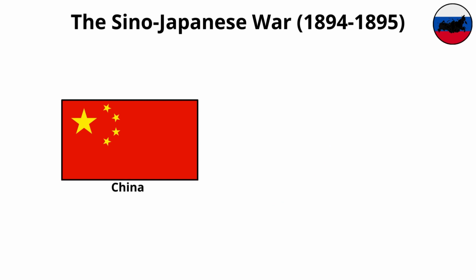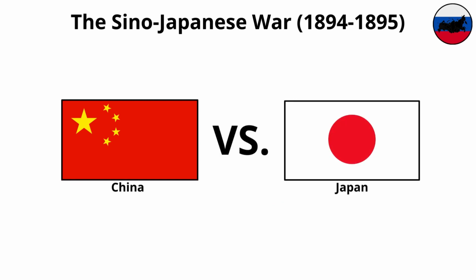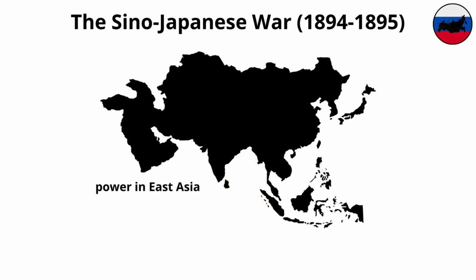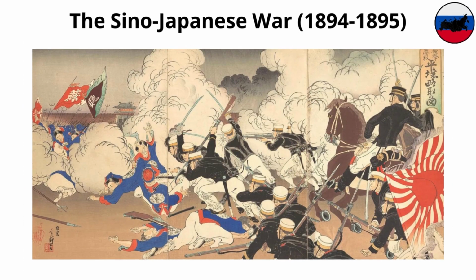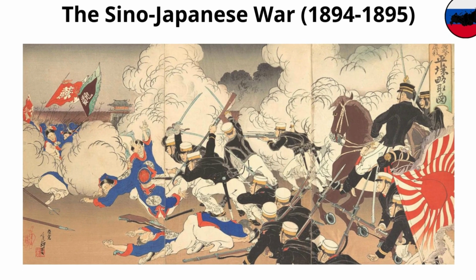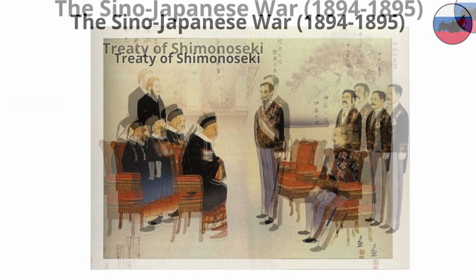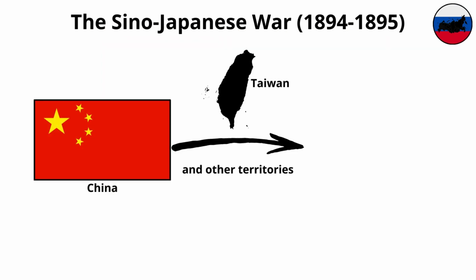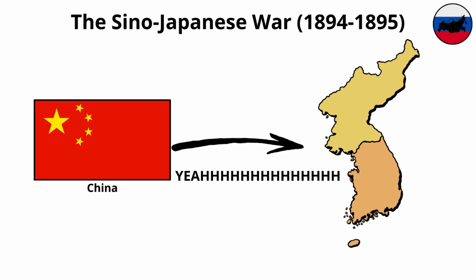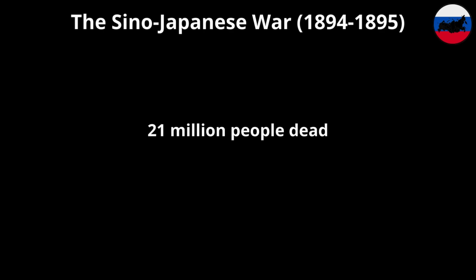The Sino-Japanese War. This war occurred between China and Japan from 1894 to 1895. It was fought for control of Korea and influence in East Asia. The war began with the Donghak Rebellion in Korea, leading to conflict between China and Japan over their respective interests in the region. The Treaty of Shimonoseki ended the war, resulting in China ceding Taiwan and other territories to Japan, as well as granting Korea independence from Chinese influence. About 21 million people were killed during this conflict.